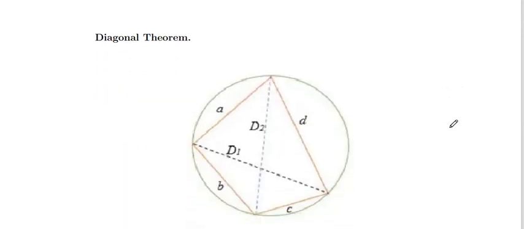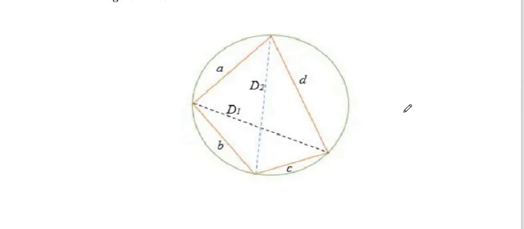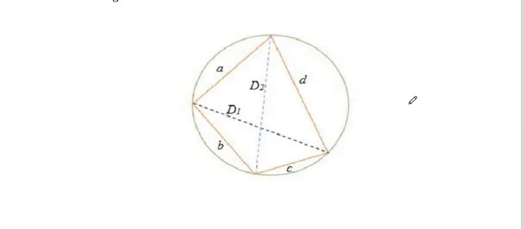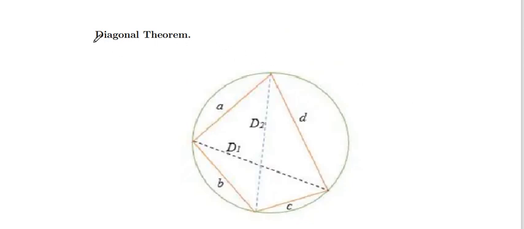And for diagonals, we also have this result. We just pick 4 points. So we have A times C plus B times D equals the diagonal D1 multiplied by D2. We call this the diagonal theorem.